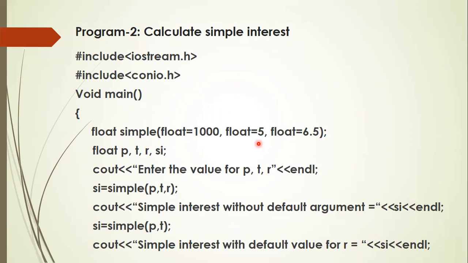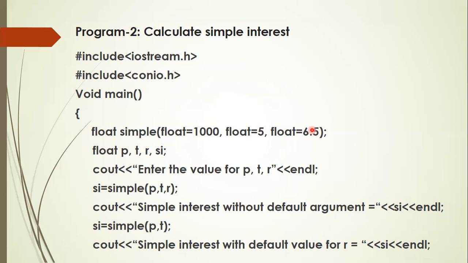calculating simple interest. Okay, float simple, float equal to 1000, float equal to 5, float equal to 6.5. Here what happens is the function name is simple, the return type is float, and how many arguments are there? 3 arguments, and for each argument I have given the default value. For the first argument the default value is 1000, for the second argument the default value is 5, and for the last argument the default value is 6.5.